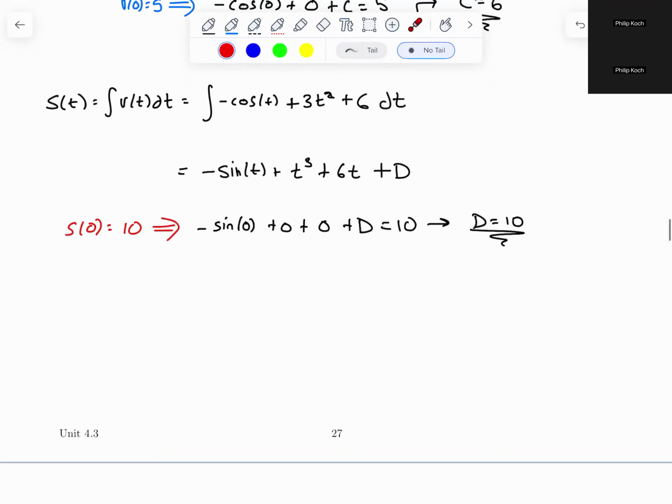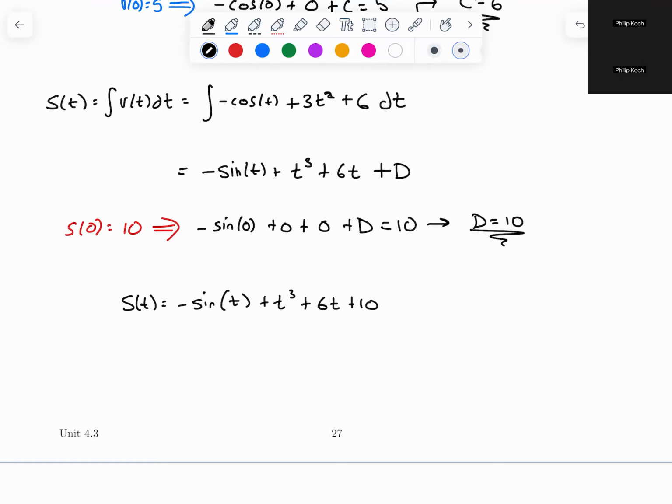So S of t can now be written as negative sine of t plus t cubed plus 6t plus 10. So S of 3 would be negative sine of 3. Make sure your calculator is in radians, because we're only dealing with radians in this course. Plus 3 cubed plus 6 times 3 plus 10, which is approximately, if you plug it into your calculator, 54.86 feet.